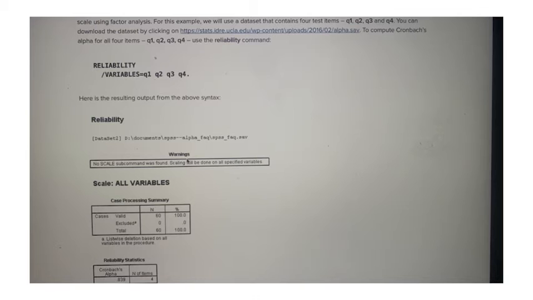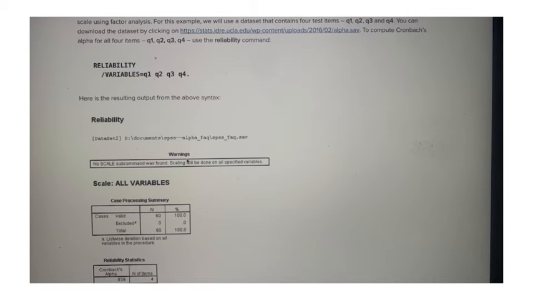One can see from this formula that if you increase the number of items, you increase Cronbach Alpha. Additionally, if the average inter-item correlation is low, alpha will be low. As the average inter-item correlation increases, Cronbach Alpha increases as well, holding the number of items constant.